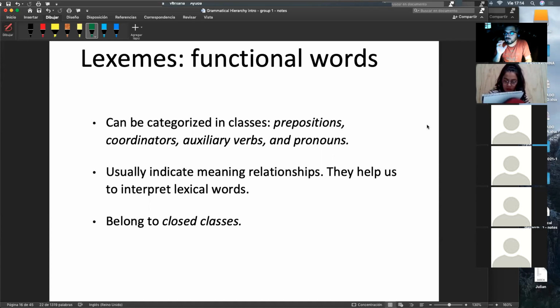Functional words belong to the closed classes. That is to say, you can't create new ones. Right? You can't create new ones. I'm going to write it down there. You can't create new ones, right? You can't create new.